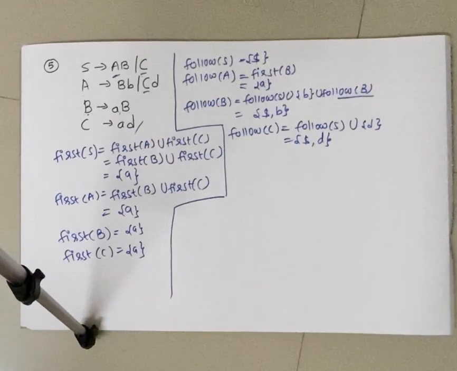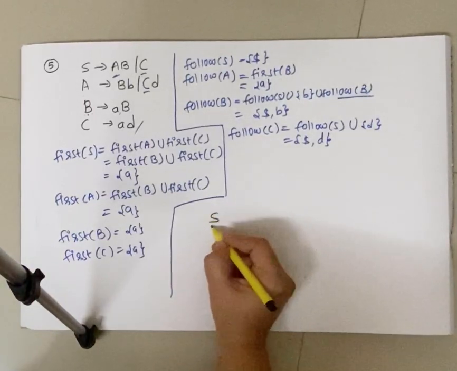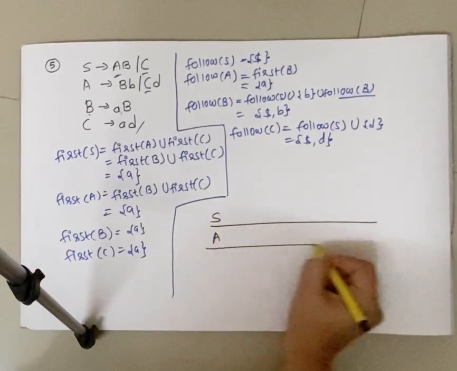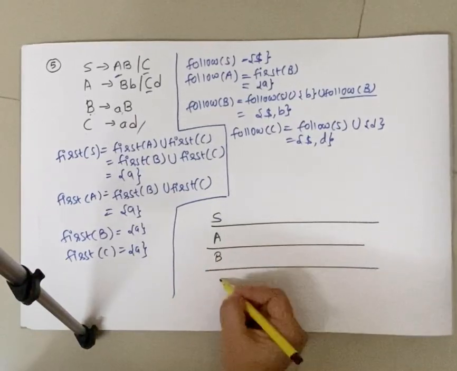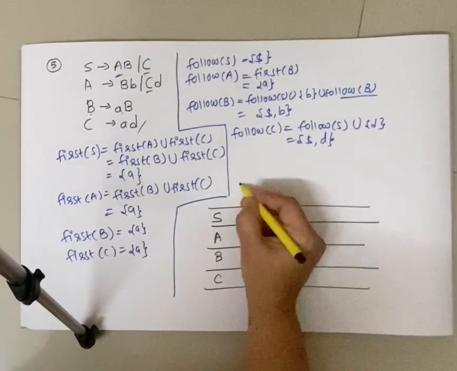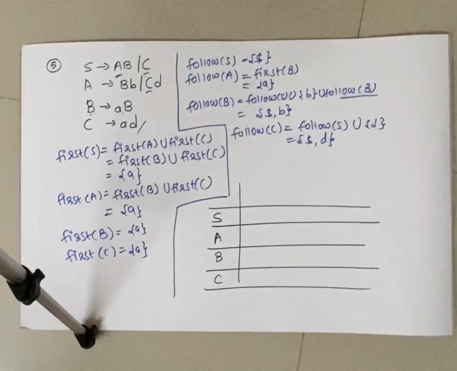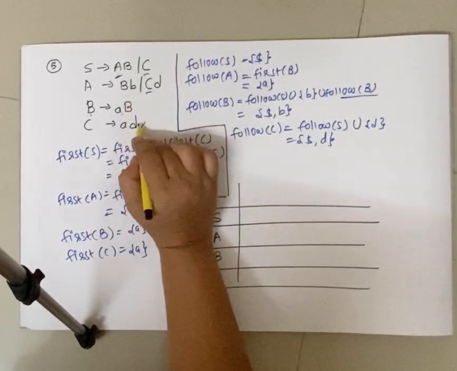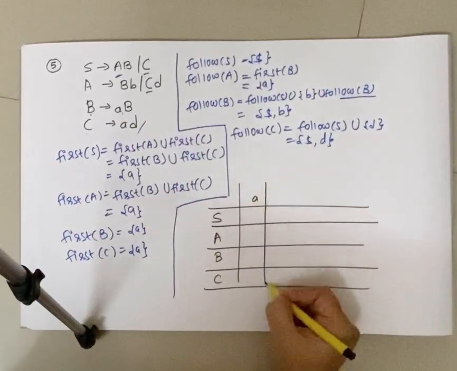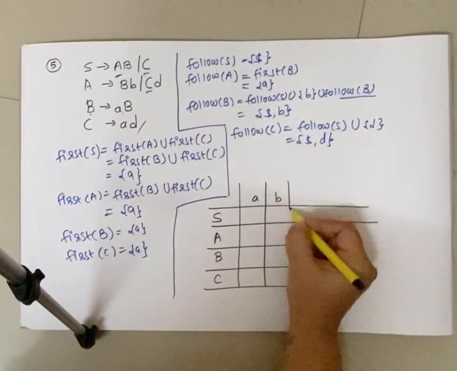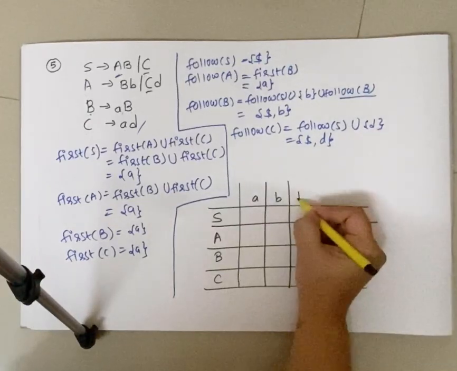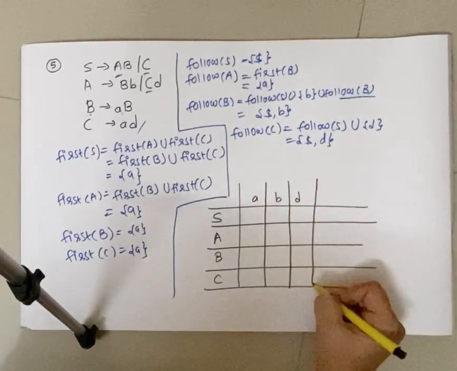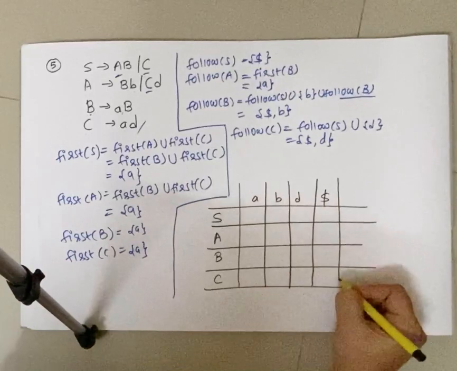So how to design a table we already know. We are going to create as many rows as many non-terminals we have. So we have a row for S, capital A, capital B and capital C. Now, how many columns are we going to create? We have small a, small b and small d. There is no small c available, and by default we are going to add dollar also.